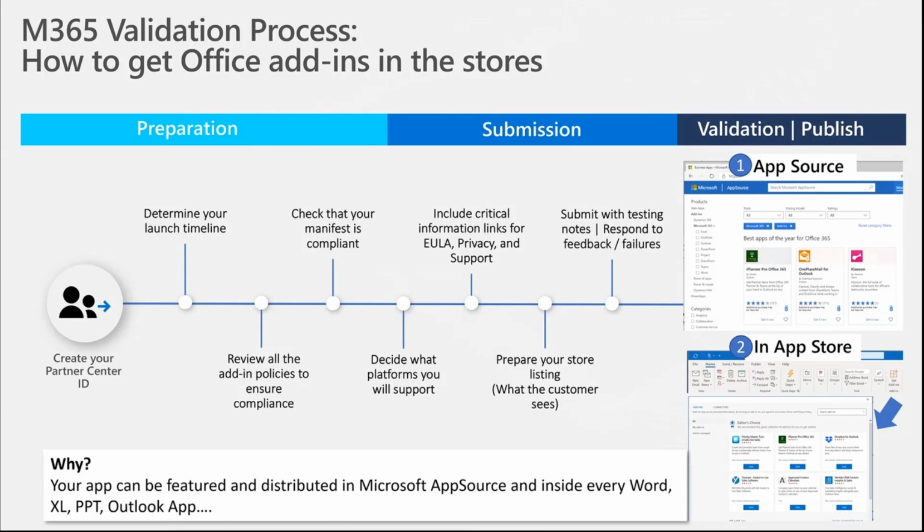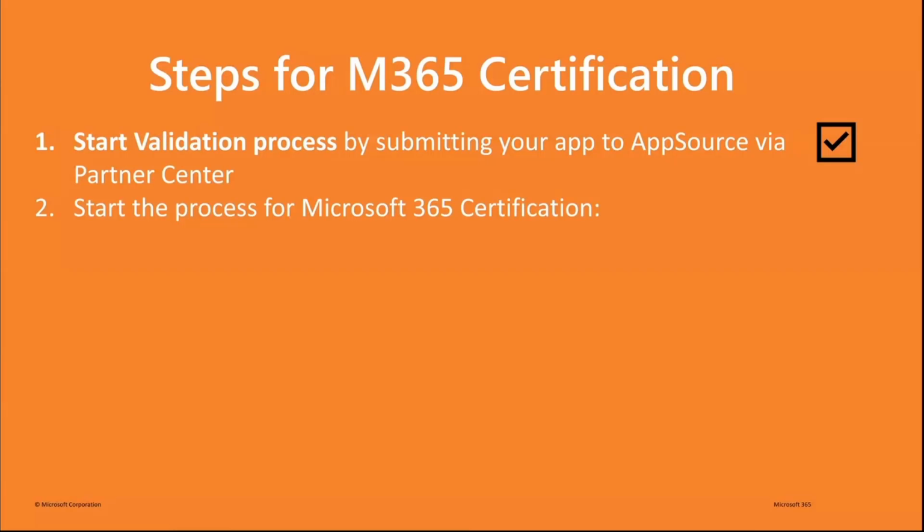And this is how you get from I have an add-in to I have an add-in that's in the App Store and App Source. So like inside Office in the App Store, and then also in App Source. So that's validation. I'm calling this out because you have to have an app that's inside of App Source to do certification.